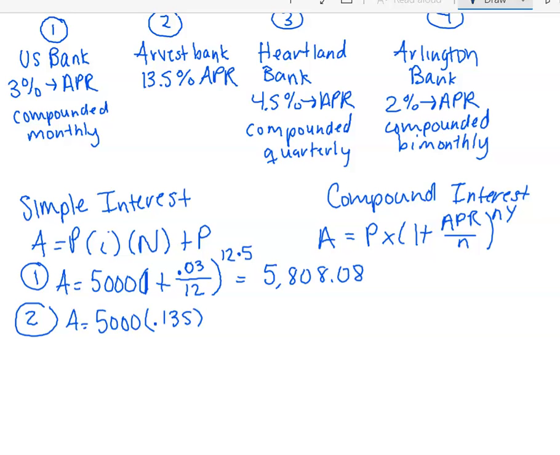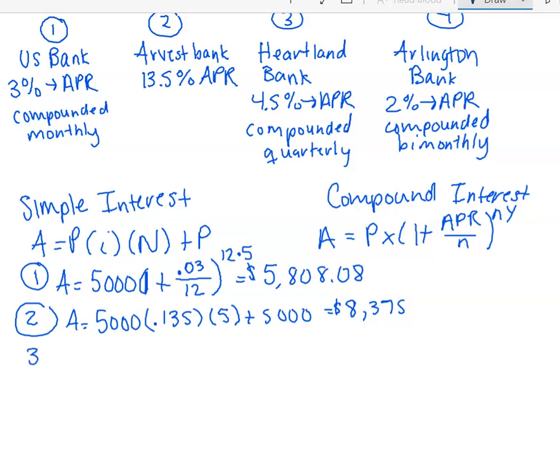Okay, so the next thing in the formula is n. How many times does it occur? Well, it's going to occur yearly because it's just simple interest. And then it says to add back on your principal, which is $5,000, and that's going to give us $8,375.